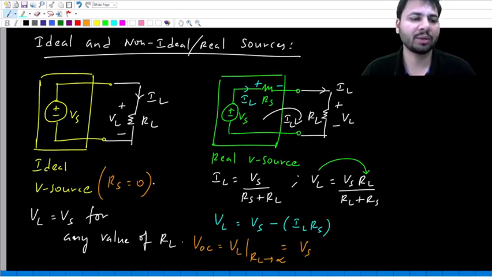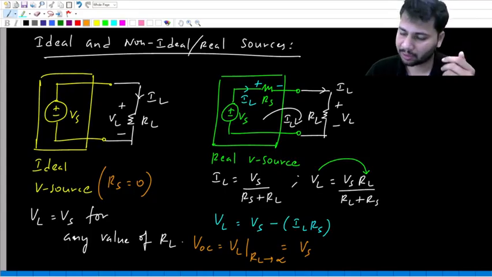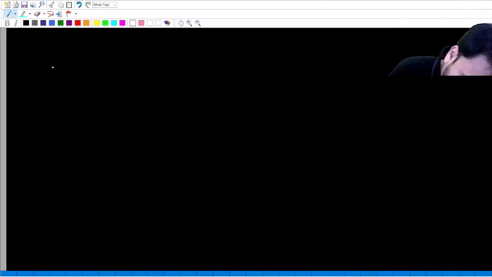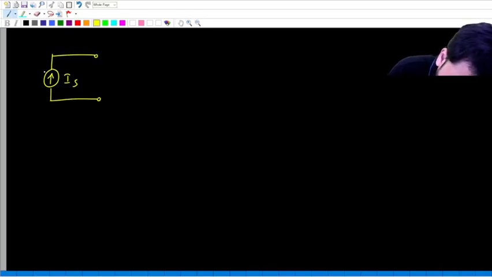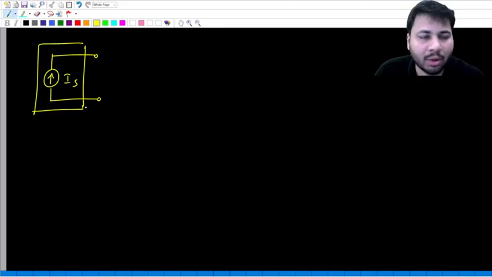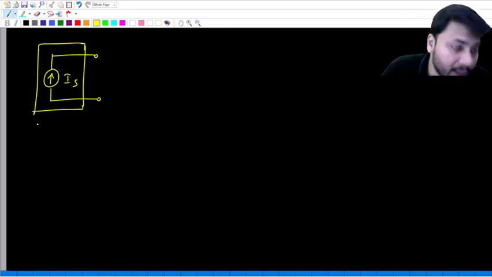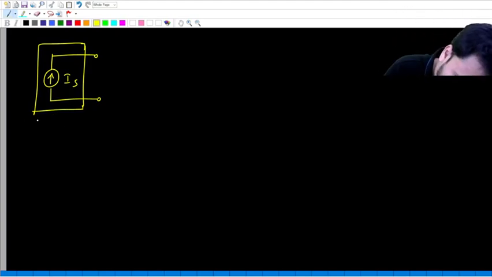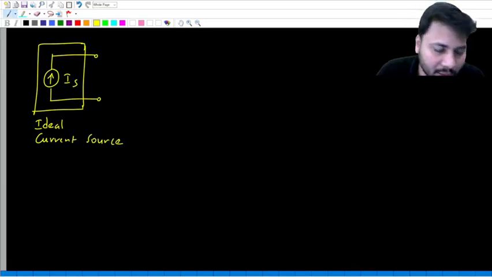So here we have seen the ideal and the non-ideal voltage source. Let us quickly look at the other source, that is the current source. Okay. So if I ask you what is this box, you should say it is an ideal current source, because inside the box all we have is just the current source. So this is the ideal current source.